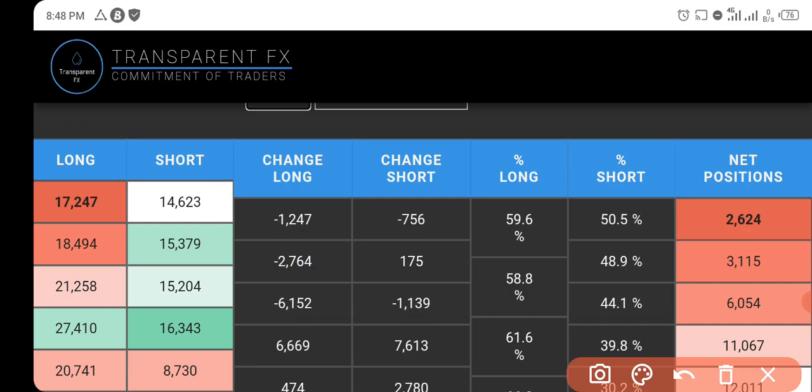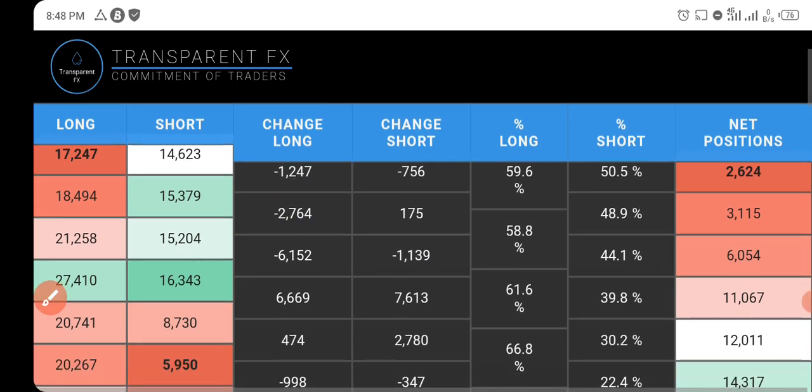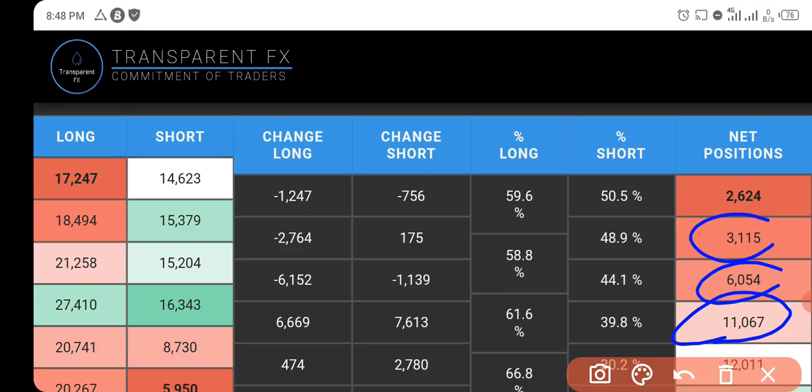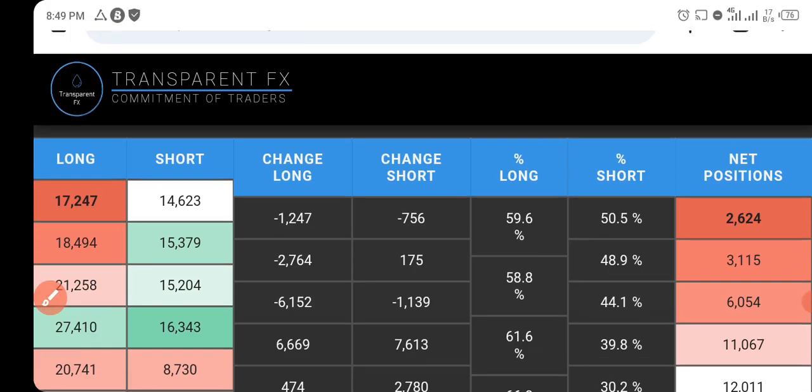So let's check the net positions. The net position is the total order. So the net positions here are 11,000, 6,000, 3,000, 2,000. Dollar is weak. Dollar is weak. Any strategy that will make you buy dollar, don't, because the probability of hitting stop loss is very, very high. So this is how to avoid trades.